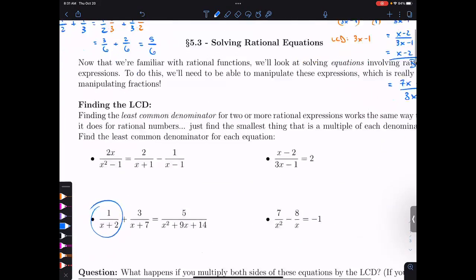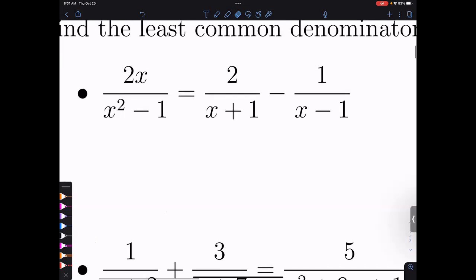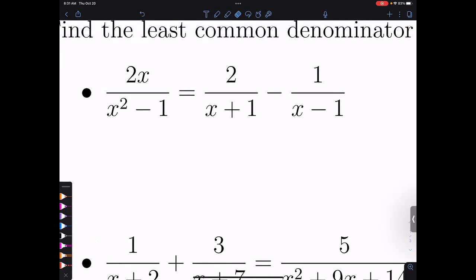Okay, so what is the least common denominator here? Where could we start?